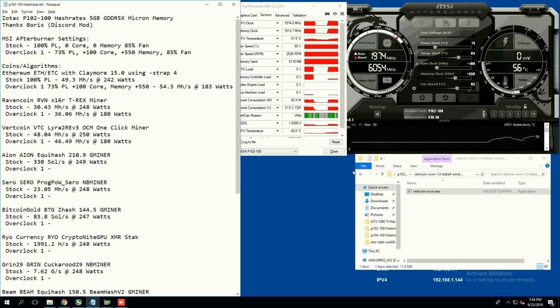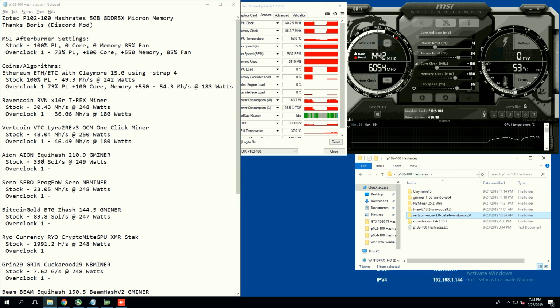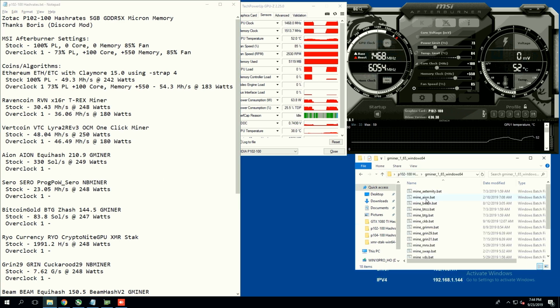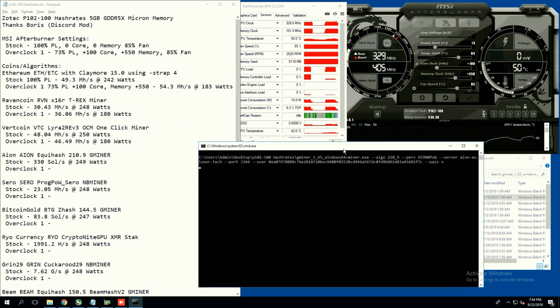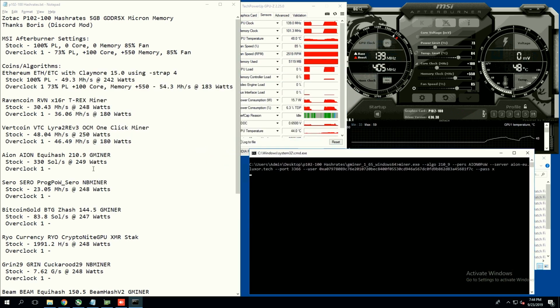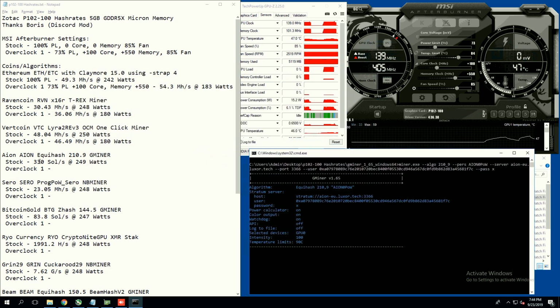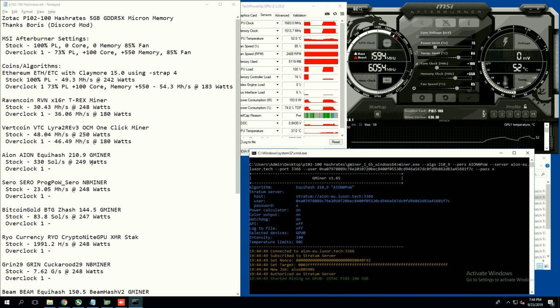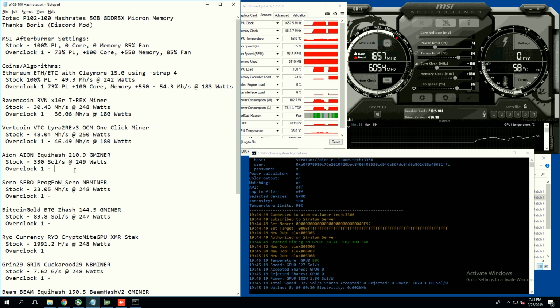We're going to keep going real fast here throughout the other coins. Now, Aion, we're going to be using GMINER. So at 73 power limit, initially we got 330 sols at 249 watts. Now, overclock one setting, we are getting 327 sols at 182 watts. Wow, pretty good.